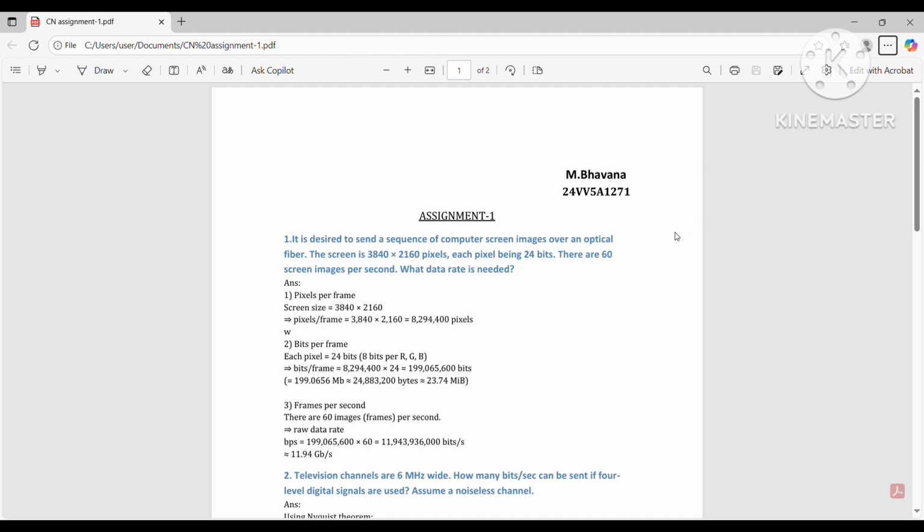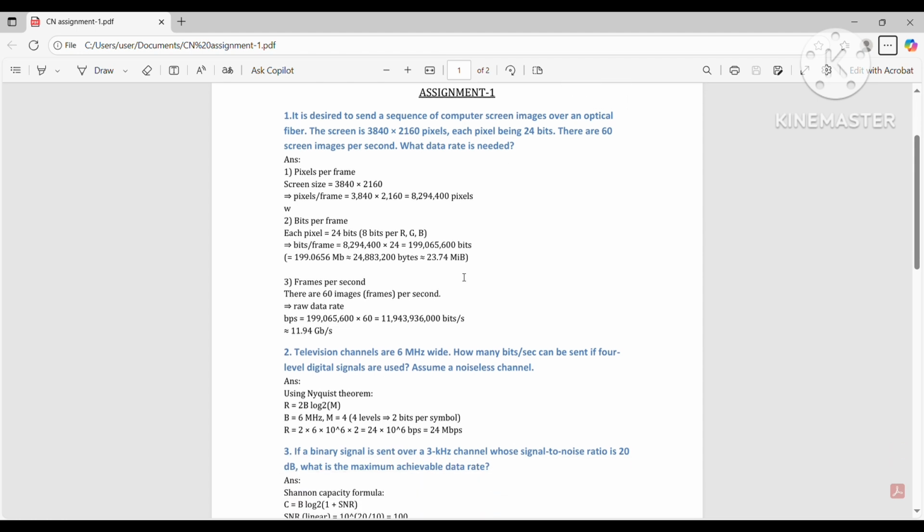Let us see the first one. It is desired to send a sequence of computer screen images over an optical fiber. The screen is 3840 x 2160 pixels, each pixel being 24 bits. There are 60 screen images per second. What data rate is required? Here we have to calculate the data rate required.